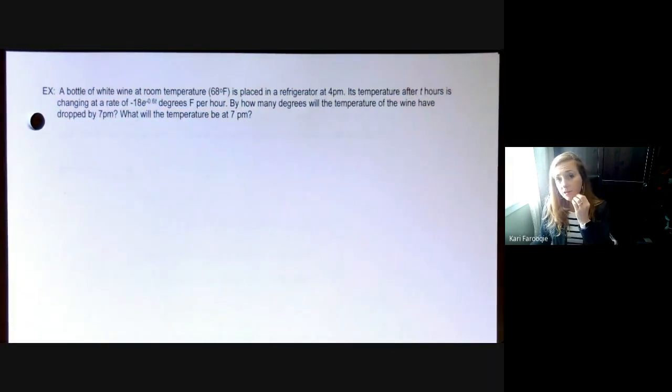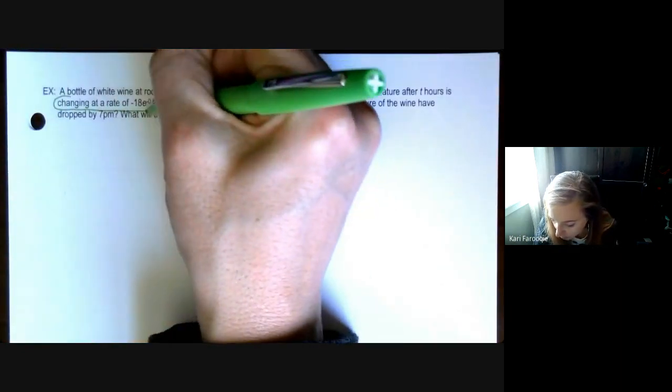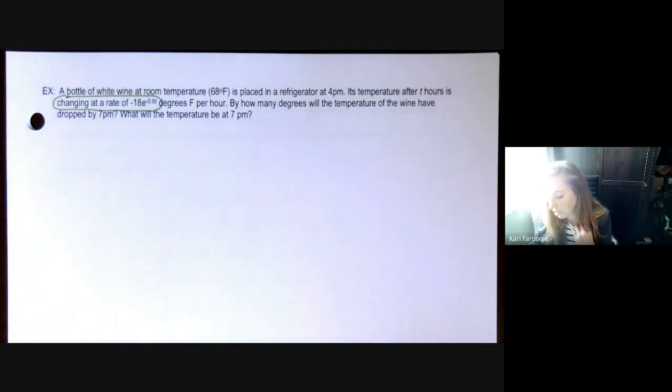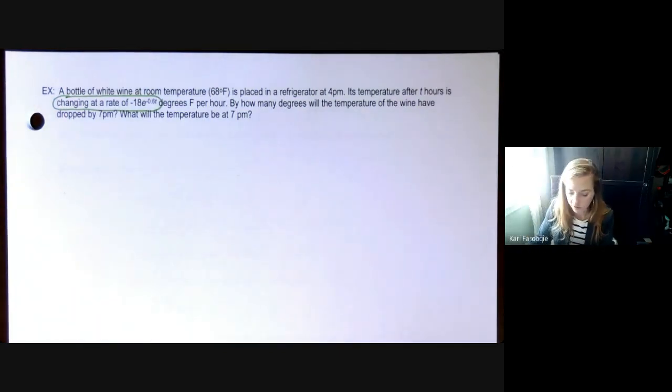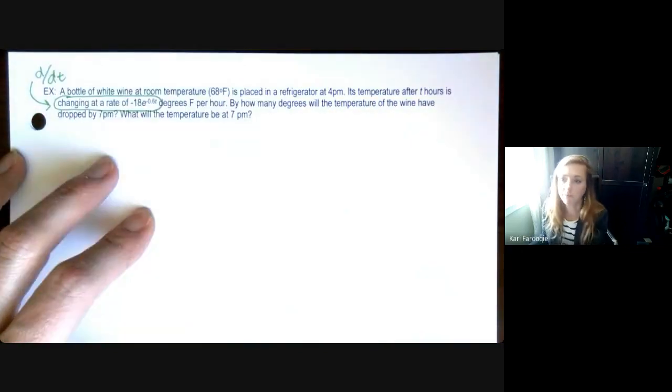All right, so here's how we might use something like this for an application problem in this section. A bottle of white wine at room temperature, 68 degrees Fahrenheit, is placed in a refrigerator at 4 p.m. Its temperature after t hours is changing at a rate of, hopefully you're like, wait, changing at a rate of, ding, ding, ding. This means something. Changing at a rate of negative 18 e to the negative 0.6 t degrees Fahrenheit per hour. This means that this is your derivative with respect to time, d dt.